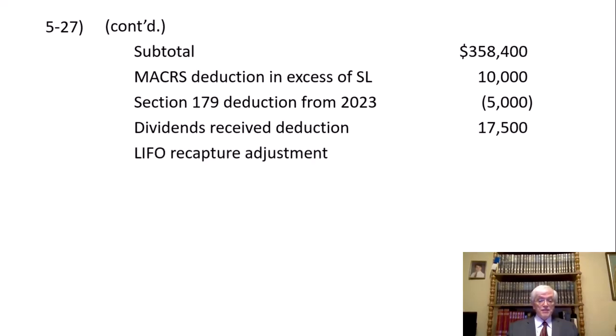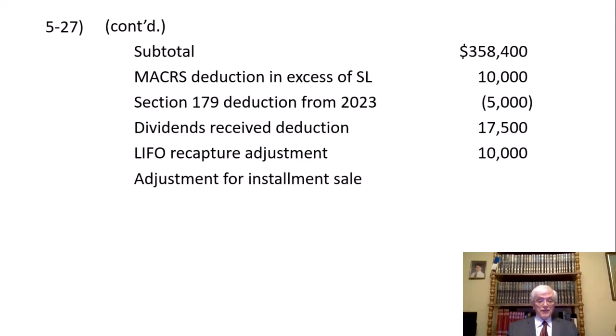LIFO recapture adjustment. They told us that the LIFO recapture amount is $10,000. So we took LIFO cost of goods sold $10,000 higher than it would have been under FIFO. So we will add back $10,000 there.